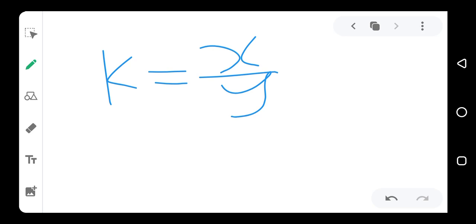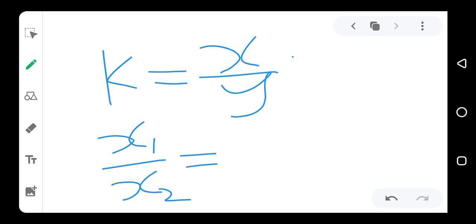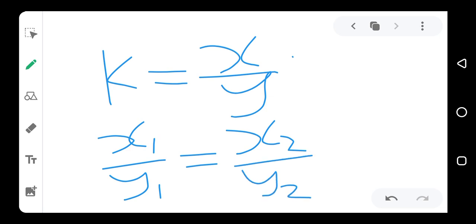Now, what this means is that if you have different x and different y, that is, you have 2 x's and 2 y's, then you can say that x1 over y1 is equal to x2 over y2. Now, we go to the equation given to us.